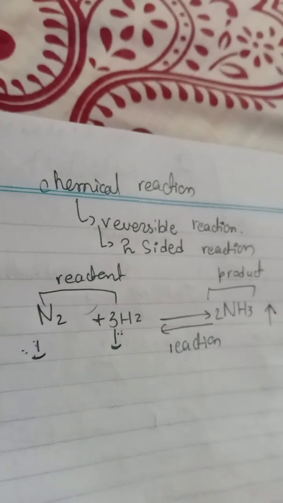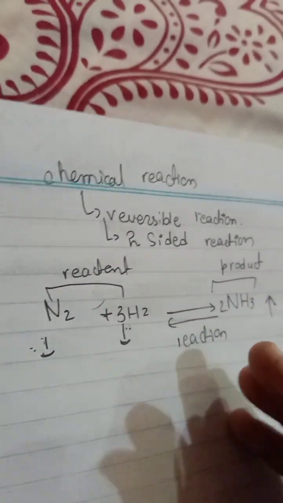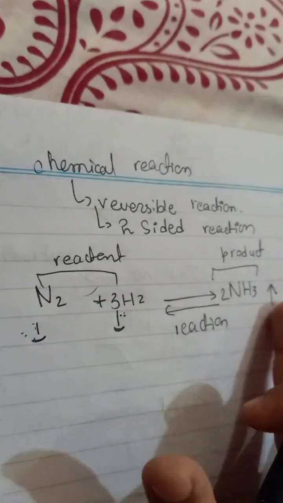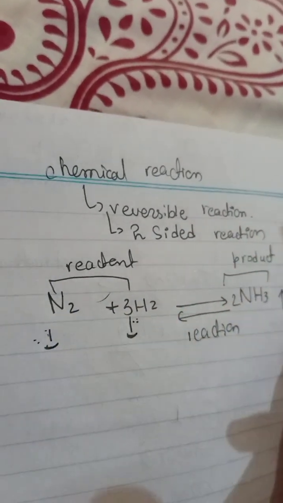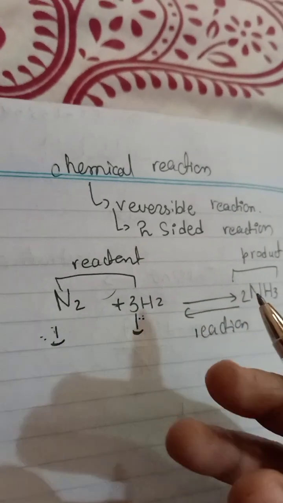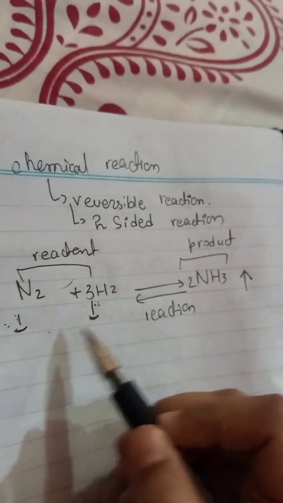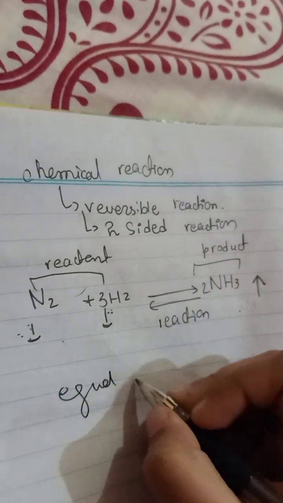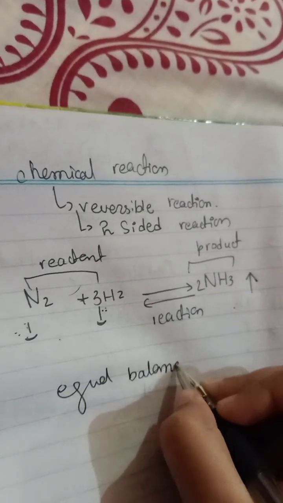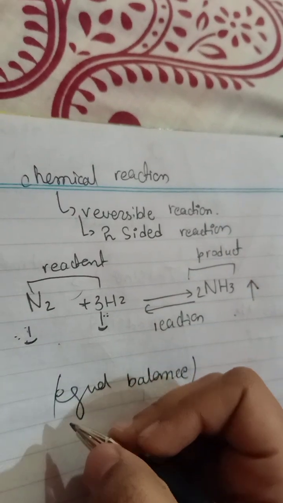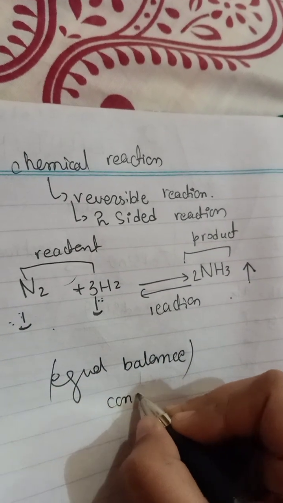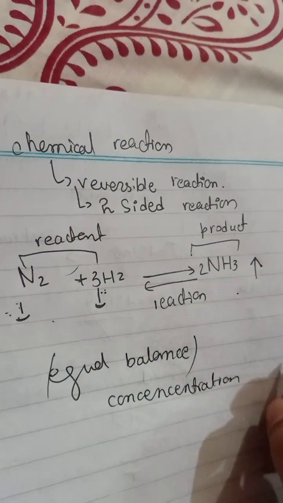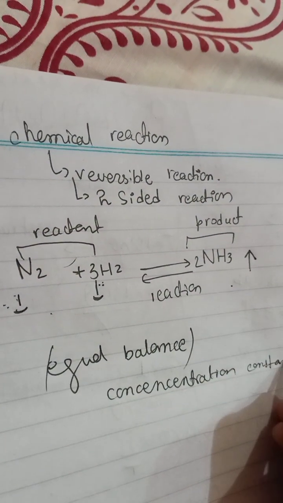So after some time the reaction occurs. Many times the reaction will occur forward and backward. This is the reversible reaction. After some time the reactant and product will become equal, balanced, at an equilibrium state, which means the concentration will become constant.